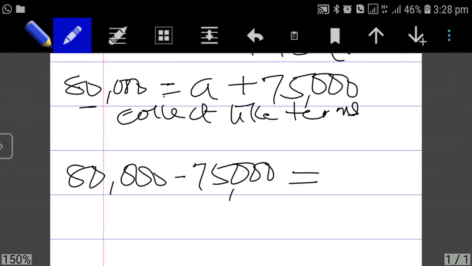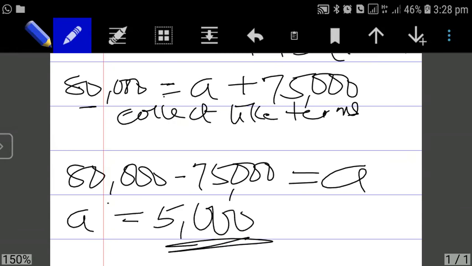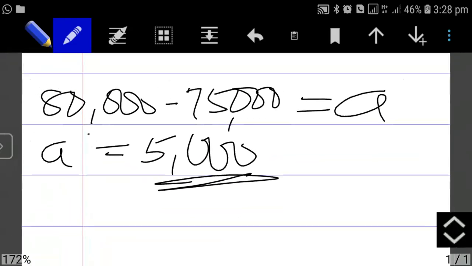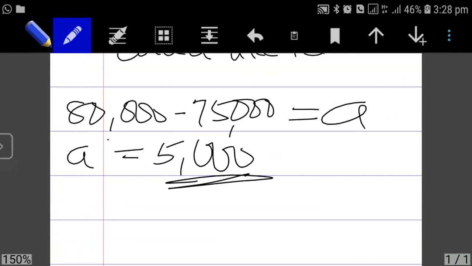75,000. Equals to what? What remains here? It remains A. So you can turn it back to the left-hand side. So A equals 80,000 minus 75,000, which will give you what? 5,000. So 5,000 is your fixed cost, while your variable cost is 75, and your level of activities remains what? 1,000.